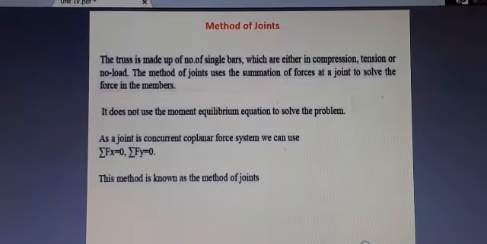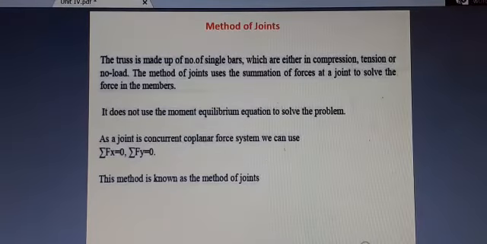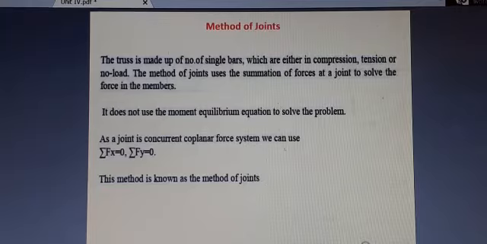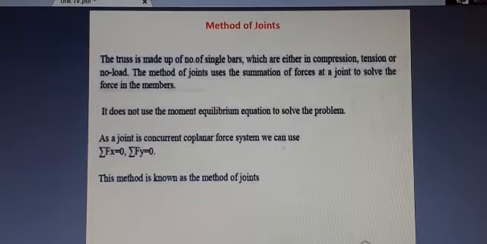Now the steps in the method of joint. First step is to draw the FBD of the entire truss, apply the conditions of equilibrium, and find out the support reactions. Then the second step: consider any joint, draw the FBD of that joint, then apply the conditions of equilibrium, that is summation Fx equal to 0 and summation Fy equal to 0, and find out the unknown forces in the members. Now we will see our numerical based on the method of joint.